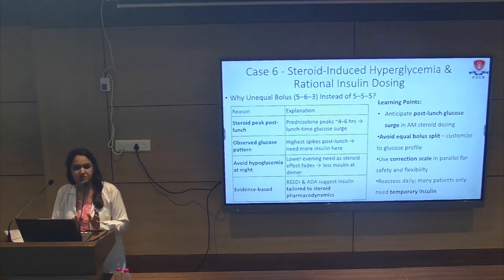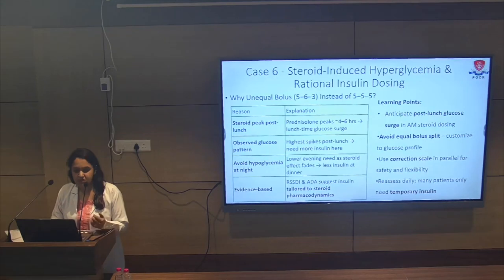This is because we have seen that with this steroid the peak is post lunch. Prednisolone peaks in 4 to 6 hours, so a lunchtime glucose surge is seen. There were the highest spikes post lunch, so we gave a larger insulin bolus at that time. To avoid hypoglycemia at night, as there are lower evening readings because of the steroid fading effect, we give less insulin at dinner time.